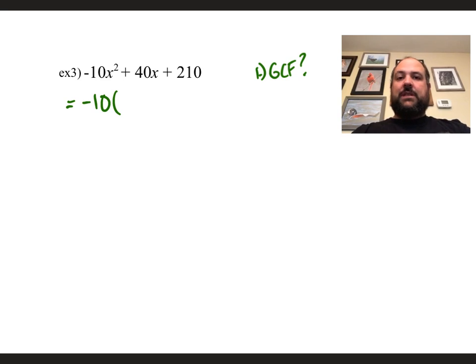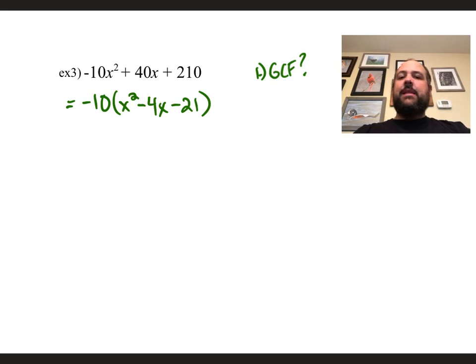So in parentheses, leftovers, if I factor out negative 10, that would give me x squared. And then instead of plus 40, divided by negative 10 would be minus 4x. And then instead of plus 210, 210 divided by negative 10 is minus 21.